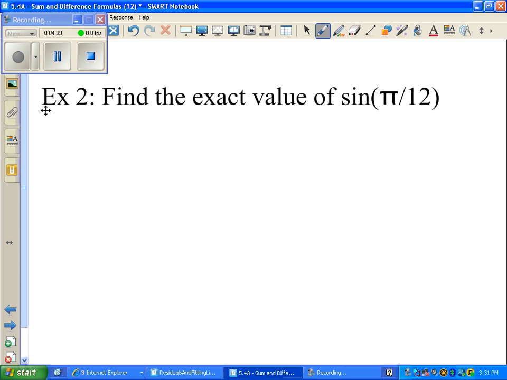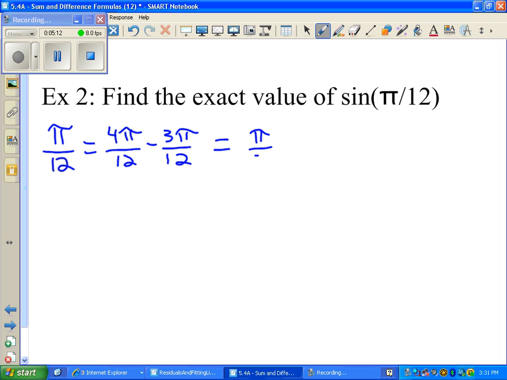This part of it takes a little bit of trial and error sometimes, but I know that pi over 12 can be written as 4 pi over 12 minus 3 pi over 12. And I picked these two values because they can be reduced to values that are on my unit circle. 4 pi over 12 is going to give me pi over 3, and 3 pi over 12 gives me pi over 4.